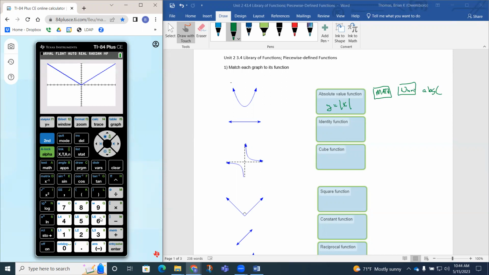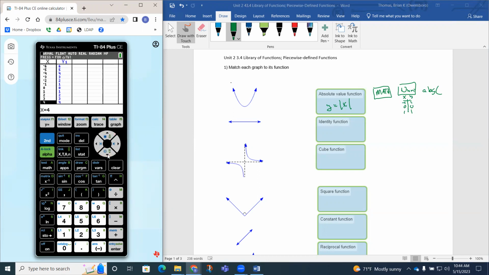So remember, if I make a table, we can use -1, 0, and 1 for your x's. If I substitute -1 in for the x, the absolute value of -1 would be a positive 1. 0 would still be 0, and 1 would be 1. Also, if you look at your table, you can see more ordered pairs as well.